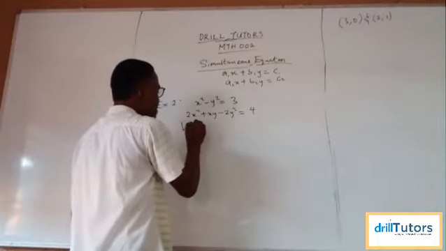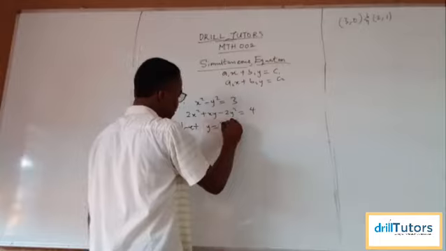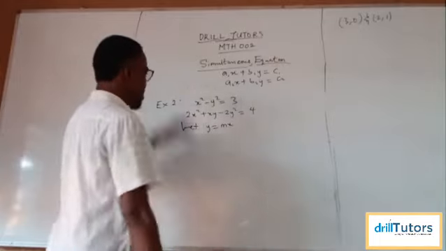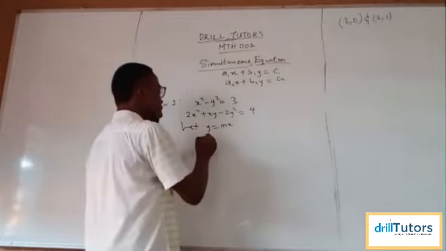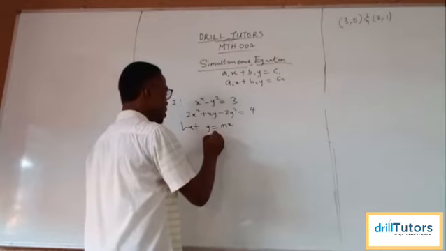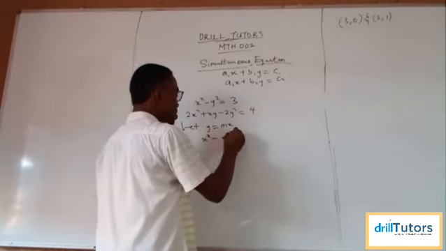What if we let y be equal to mx? If y is equal to mx, then equation 1 becomes x squared minus (mx) all squared, right?